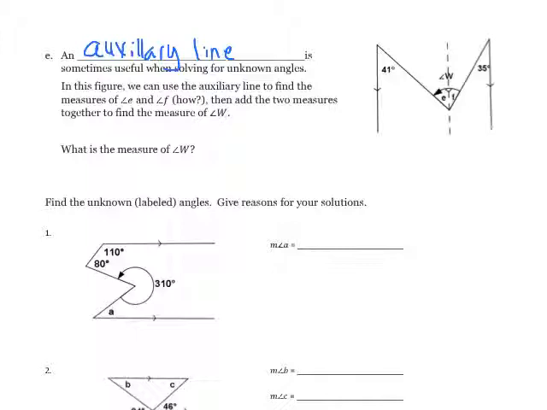So we have a figure here. In this figure we've used an auxiliary line, which is the dashed line, to split up angle W. By doing that and saying that this auxiliary line is going to be parallel with the other two, I now have a set of alternate interior angles that I can use. So we split it up into an angle E and an angle F.